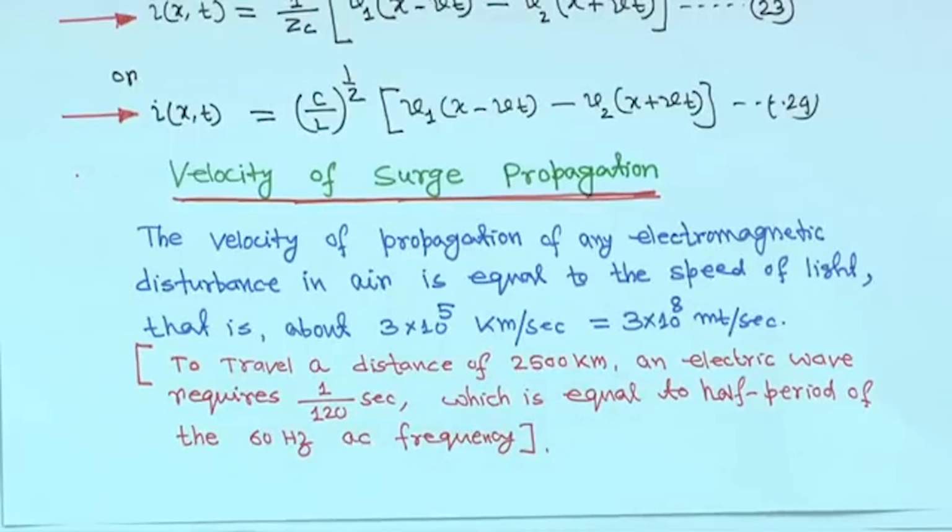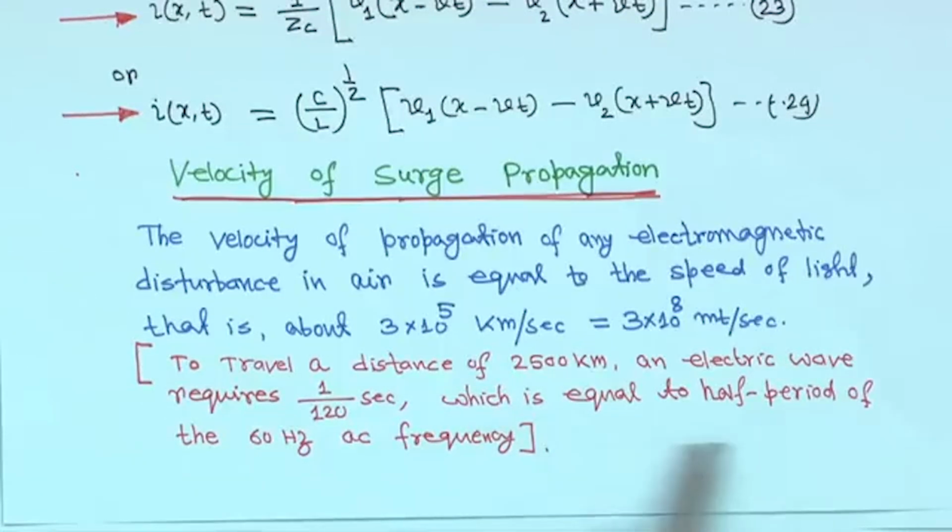So, you can imagine how far it is moving, with the velocity of propagation of any electromagnetic disturbance in air equal to the speed of light. That means, if for example a line is 2500 kilometer long, it will take just 1 upon 120 second, right, which is equal to the half period of the 60 Hz AC frequency. So, you can imagine how fast it is, right.